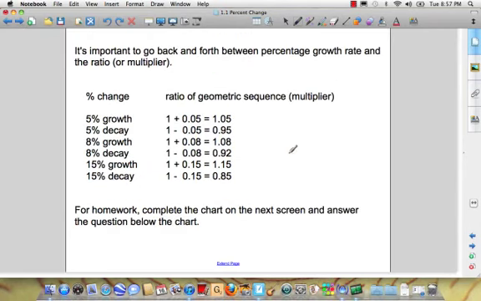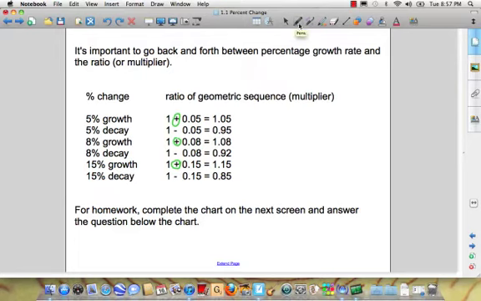It's really important to me that you can go back and forth between these two different ways of describing it: percent growth or decay, and then the ratio or multiplier. So anytime it's growth, it's going to be 1 plus, because 1 is the original amount and you're increasing it. Okay, so 5% growth, 1.05, 8%, 1.08, and so on.